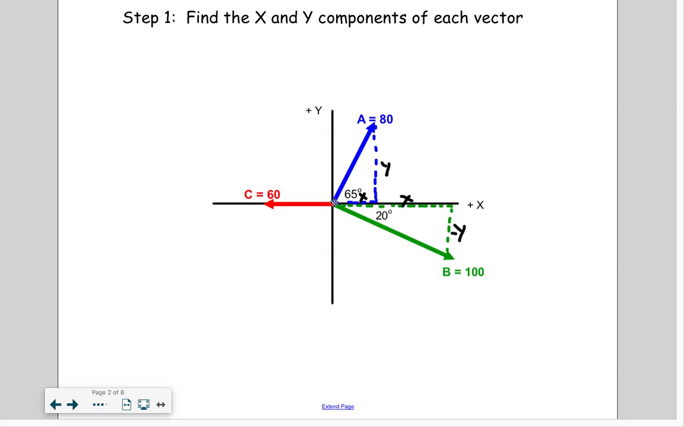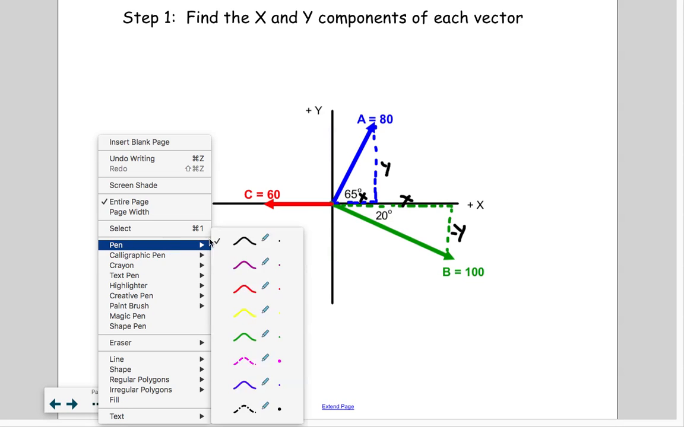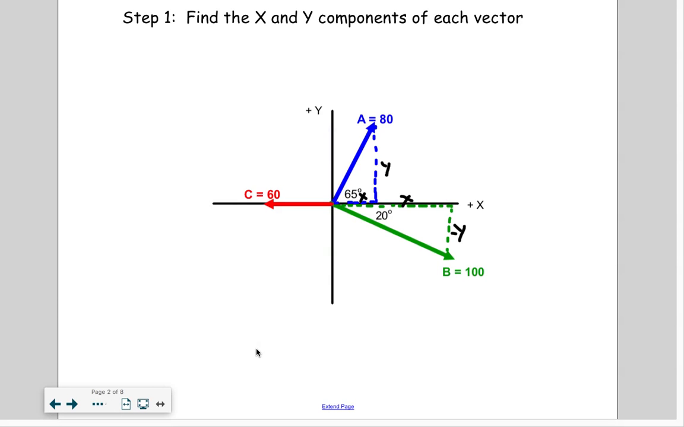For the blue vector, I'd be going over to the right first and then up in the y direction, so it would be a positive x and a positive y. Alright, so that's what we have to do first. To find these x and y components, we're going to use sine and cosine. You'll see them on the next slide, but we're going to calculate them here first, might as well while we're at it.